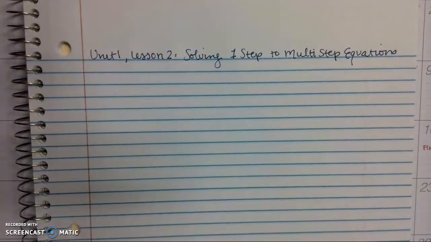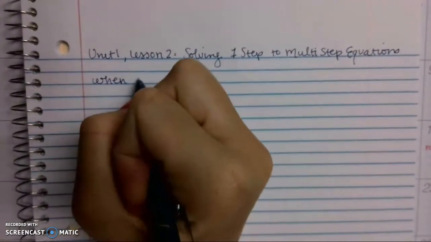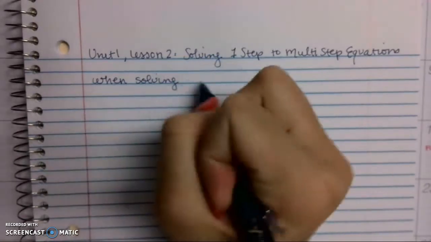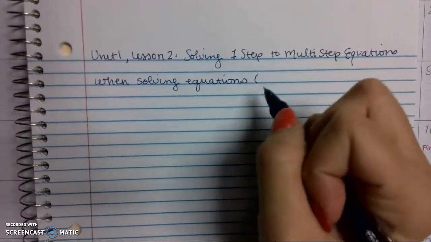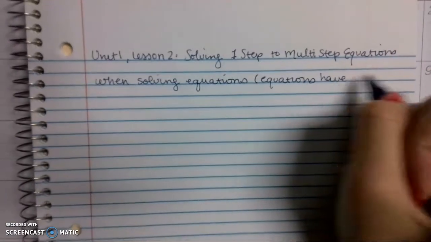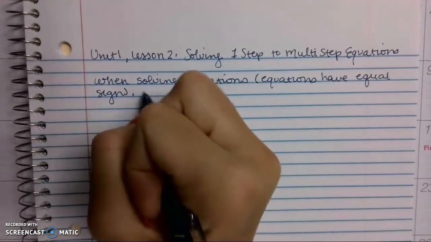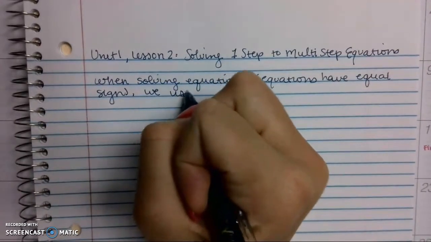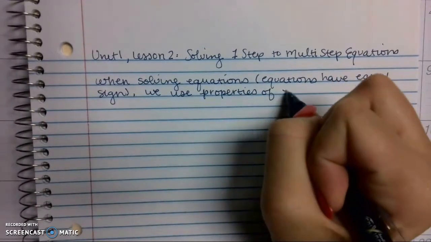So we looked at properties yesterday, and we're going to use those properties of equality that we talked about, and we're going to look at each one separately. So just for good measure, when solving equations, if you need to put that in your notes, just make sure you know the difference between equations and expressions. Equations are going to have those equal signs. We're going to use those properties of equality.